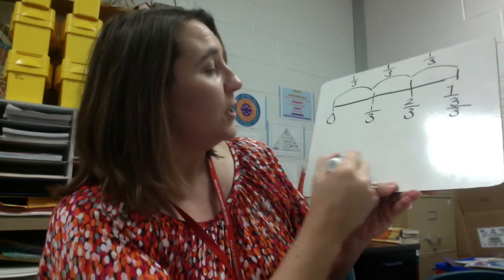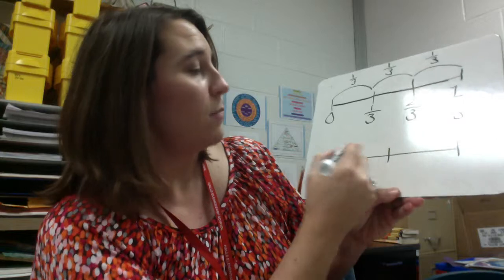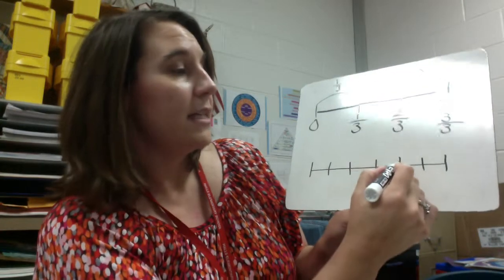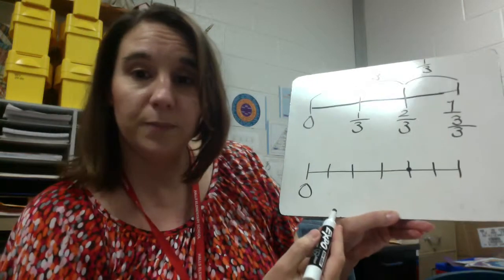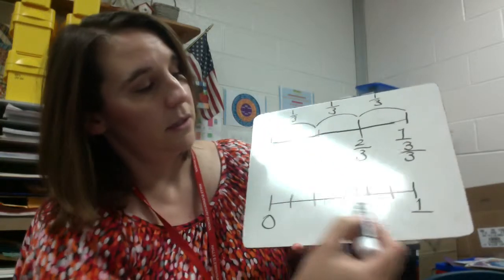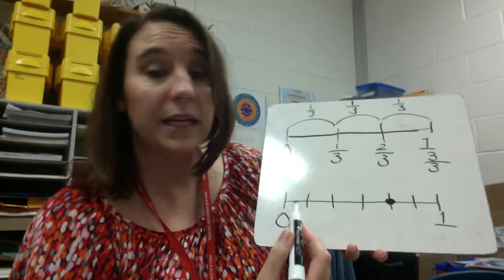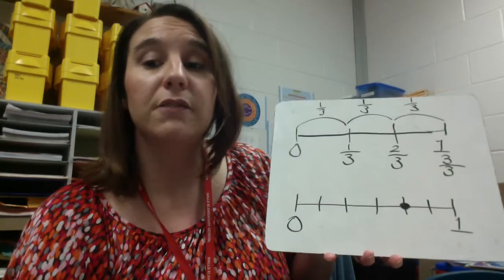Well, using those unit fractions will help us determine where other fractions are on a number line. So, for example, if I told you that this is 0 and this is 1 whole, what is this point on the number line? It's going to be greater than 0. It's going to be less than 1 whole, so we know that it's a fraction.